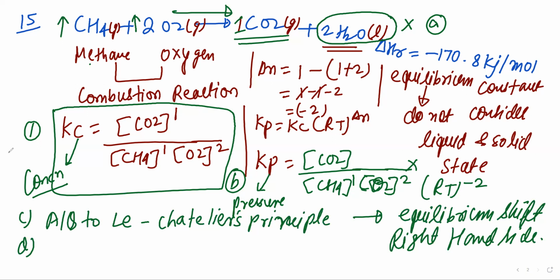As the change in enthalpy of the reaction is negative, the reaction is exothermic. Right. So the delta H value is given here. It is negative. It means the reaction is exothermic. So please remember this point: whenever delta H is negative, the reaction will be exothermic. So the D option is also correct. So please write the explanation now.